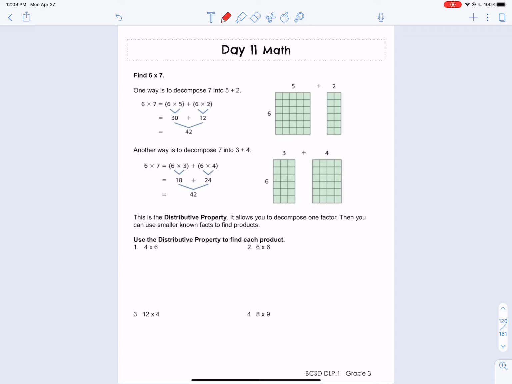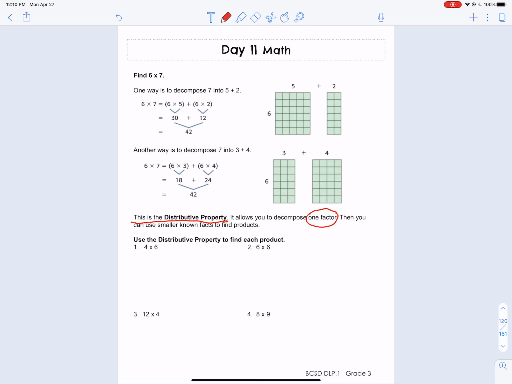Now, on this page, they get a little bit more into how the decomposing strategy actually goes by another name, and that is the distributive property, okay? As you get older and go further into math, you're not really gonna see this strategy called decomposing. It's going to be known as the distributive property. The key thing to remember here is that it allows you to decompose one factor. Generally, my advice to my students is you want to break apart the factor that is bigger when you're multiplying.